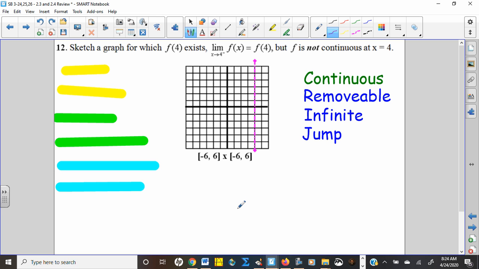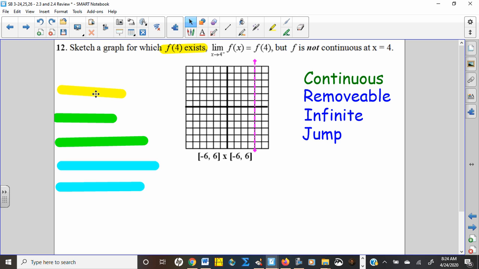I love these, but we're not going to be able to really ask you to do these the way that we normally would because you can't really graph on Google Quiz. So we may have a picture and you have to analyze it, but let's break these down. The first thing that happens is we come to 4. And the first thing they tell us is that f of 4 exists.